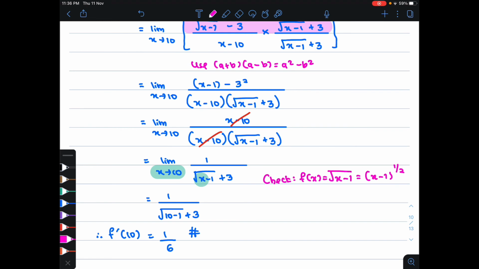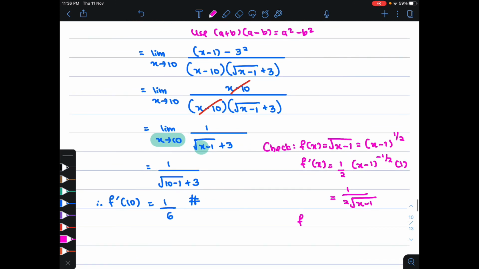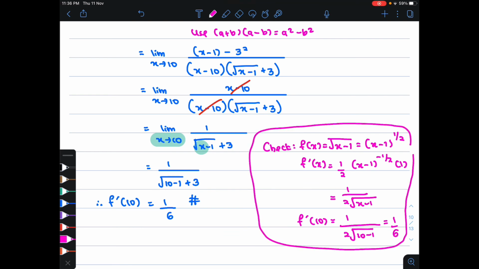But don't forget to check your answer. This is f(x). f prime x is 1 over 2 square root of (x minus 1). And hence, f prime 10 is actually 1 over 2 square root of (10 minus 1), which is 1 over 6. So we can actually see they are the same, and hence this answer is correct.